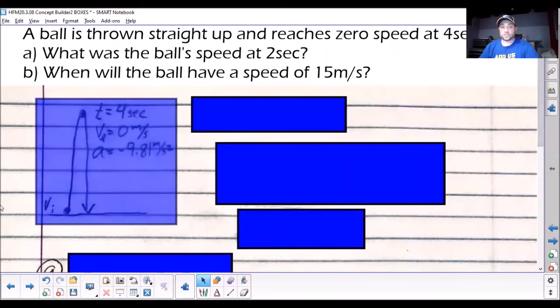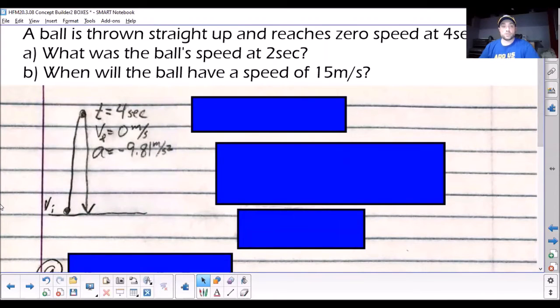So the first thing you should have done was draw a picture. So I got my ball starting at zero, going up to the top, and when it gets to the top, that's when it's going to have zero speed. So that's kind of the key thing. Zero speed is not at the beginning or the end. Zero speed is at the top. So it took 4 seconds to get up there, has zero speed, and acceleration is always negative 9.8 meters per second squared while it's in the air. So with that information, that's really all I have.